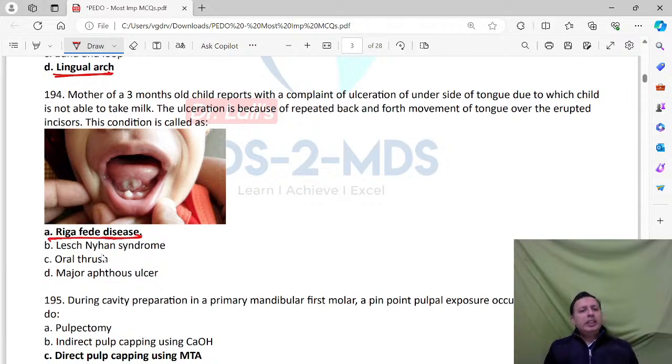Okay. Lesch-Nyhan syndrome is a syndrome where the patient causes self-injurious damage to himself or herself by lip biting, nail biting, or gingival stripping. So it's a self-injurious habit. You will see a self-injurious habit in Lesch-Nyhan syndrome, but Riga-Fede disease is where you see the ulceration on the ventral surface of the tongue because of the presence of natal or neonatal teeth.